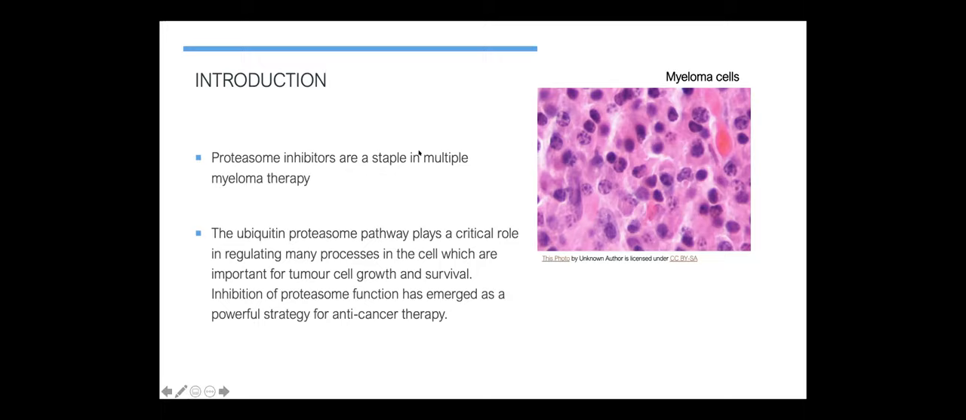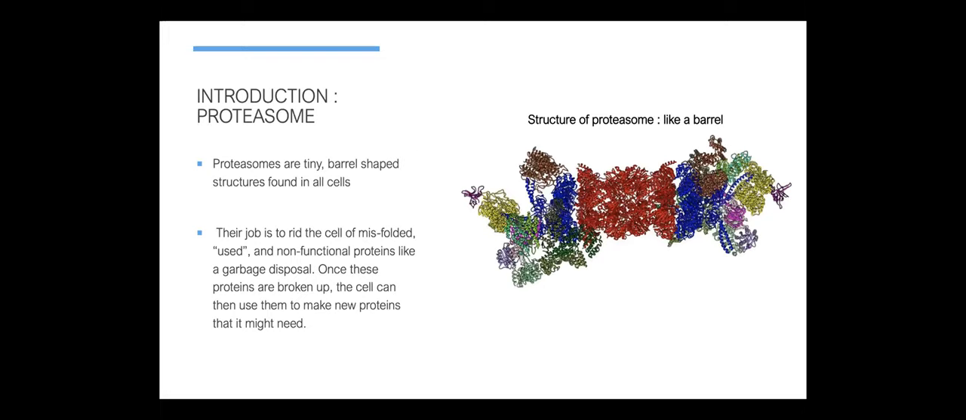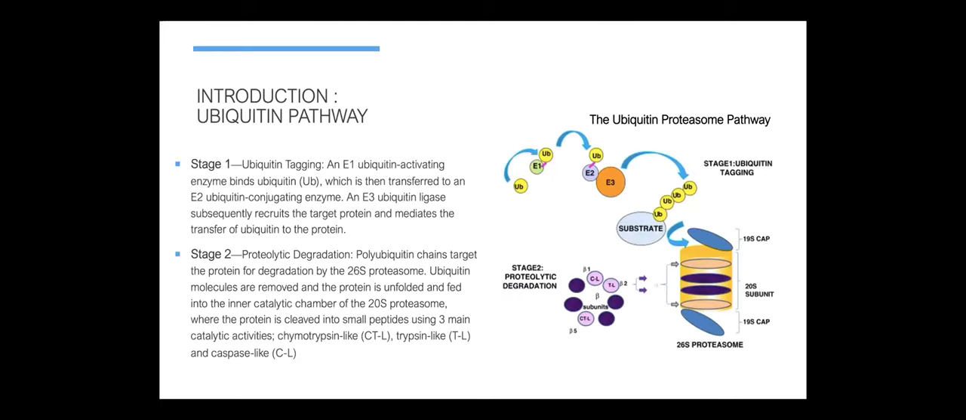So I'll first introduce what exactly a proteasome is. A proteasome looks like this. It has a barrel shape and is found in all types of cells. Their job is to get rid of misfolded proteins. Proteins get folded after they get their amino acid structures, and if they are misfolded and have non-functional features, they get disposed of, and the proteasome helps this disposal procedure.